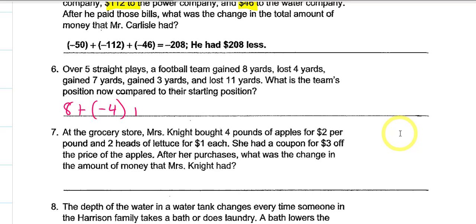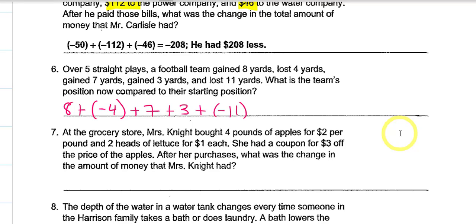What happened next? I'm going to add whatever happens next. Plus 7 yards, plus 3 yards, and then plus they lost 11, so it's a negative 11. Is that all the numbers? Yes. Okay, so again, I'm going to look for the numbers and combine or add together the numbers that have the same signs first.